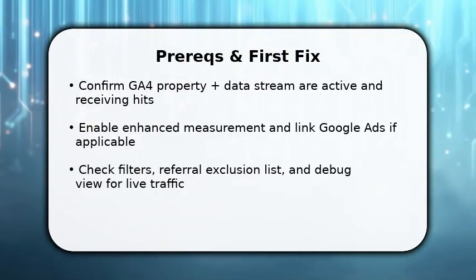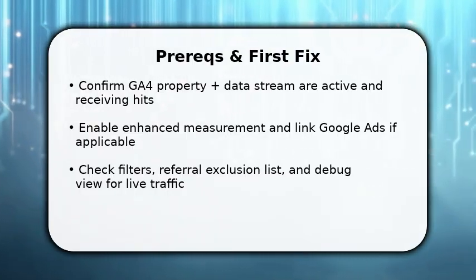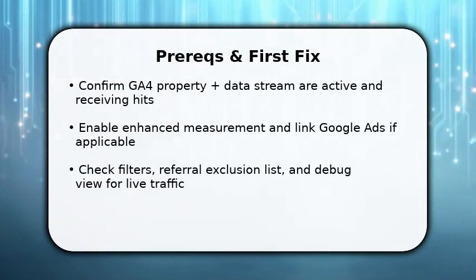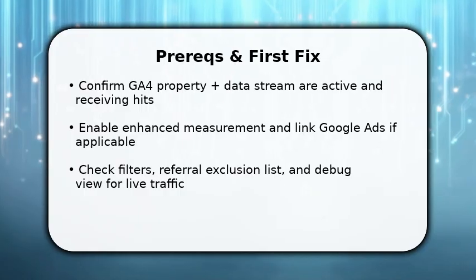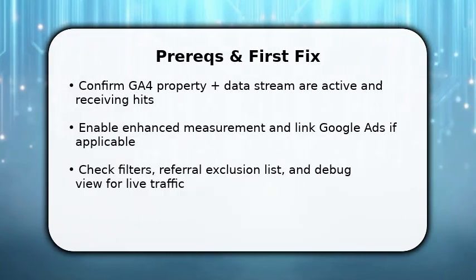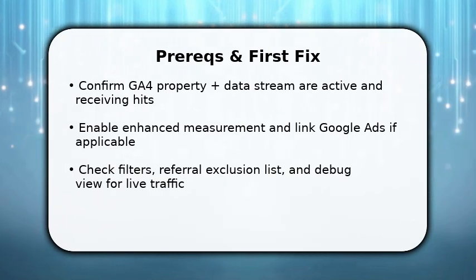Once done, open Debug View to watch events in real time. This shows whether hits carry source, medium, and campaign parameters. Make sure filters or incorrect referral exclusions aren't stripping UTM values before they land in GA4.